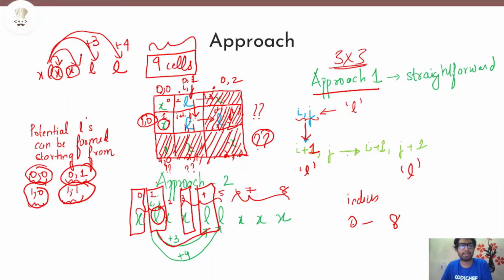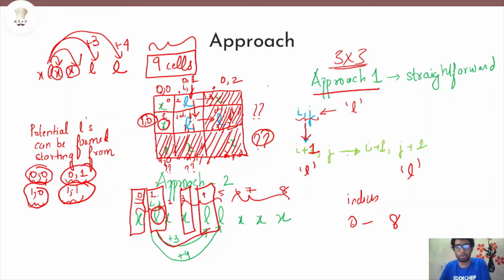So if any one of these is satisfied, that means, from 0, if this is L, and this is L, and this is L, it means that I have my potential L starting from 0. If my 0th cell is L and my 3rd cell is L and my 4th cell is L, the plus 3 and plus 4 condition, if I have 3 cells, or I have a potential L here, so I break out and say yes. So this was the other approach.